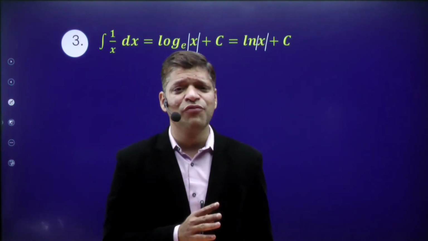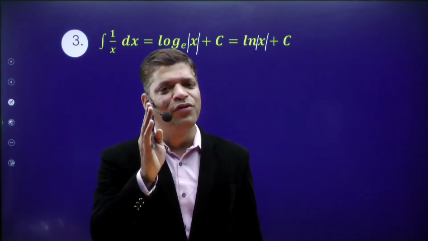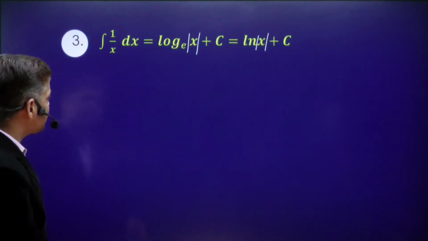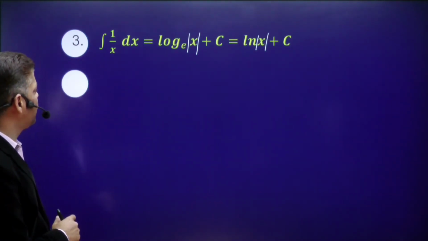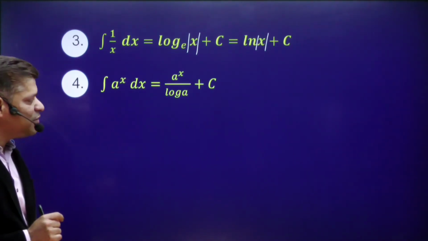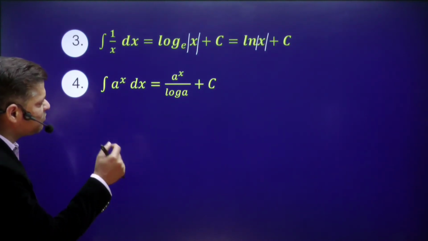Whenever you are not given any base, you have to assume that the base of the logarithm is small e. Okay, this is the third formula. Formula number 4: integration of a raised to the power x dx will be equal to a raised to the power x over log a plus c.